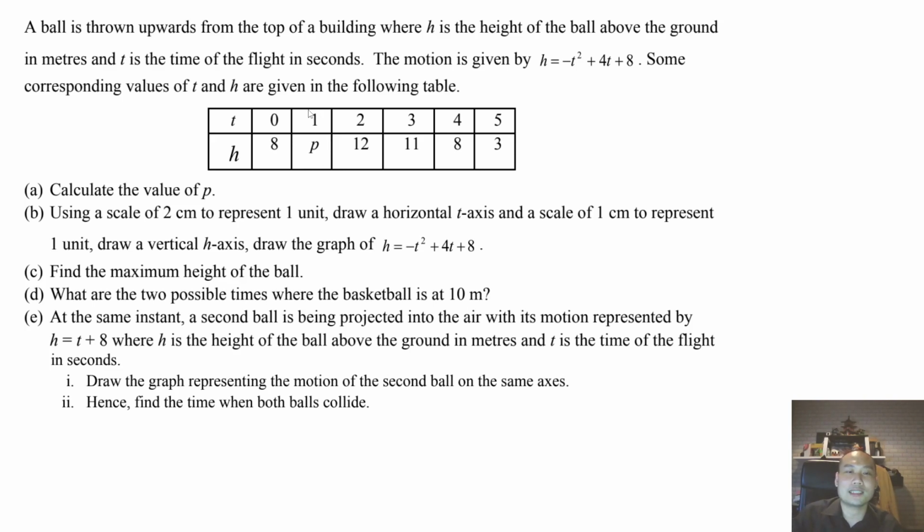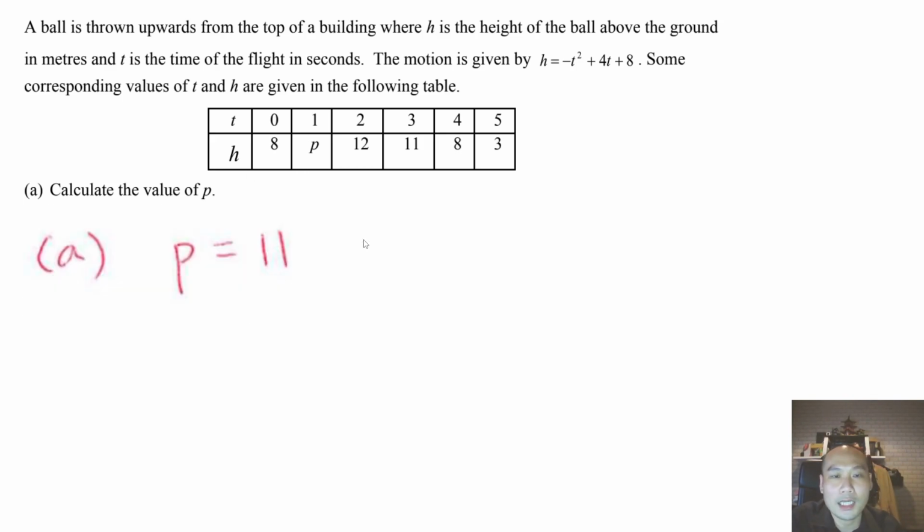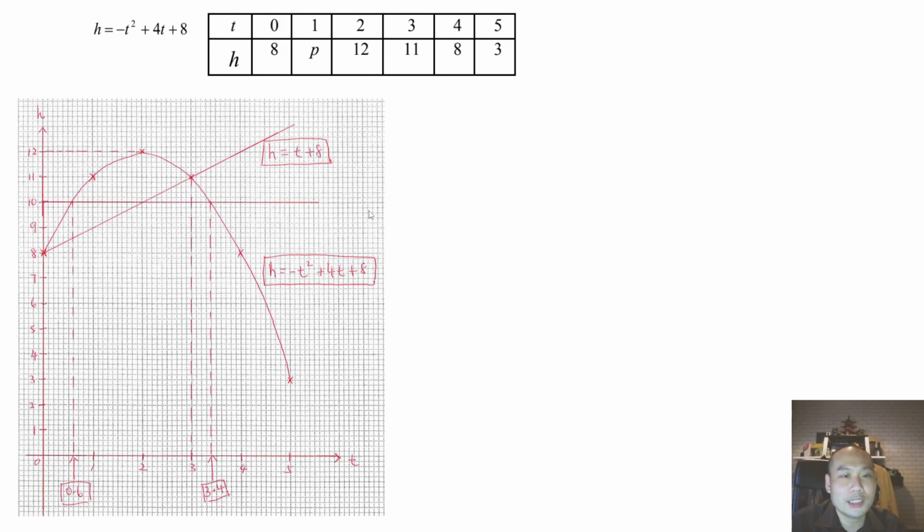So to get that, I substitute t equals to 1 into our function. We should get the value of p. So let's go. Value of p, I've calculated it to be 11. So you can see down here on the table, 11, 12, 11. So actually I know that the maximum point is going to be over here at 12, right? Okay. Now let's continue. So after plotting the points and drawing them together, my curve looks like this.